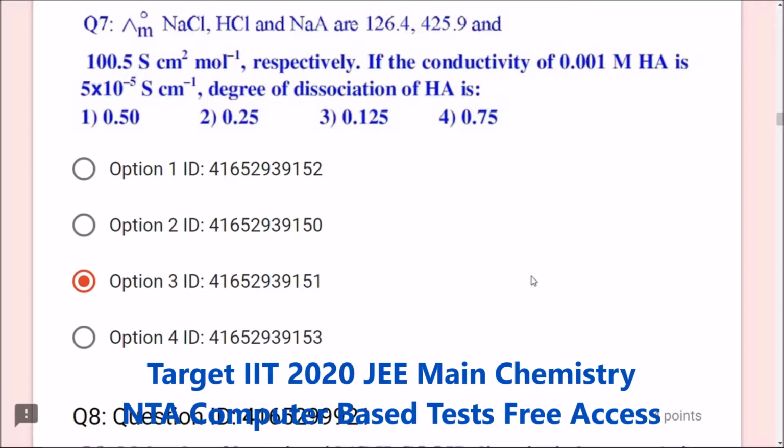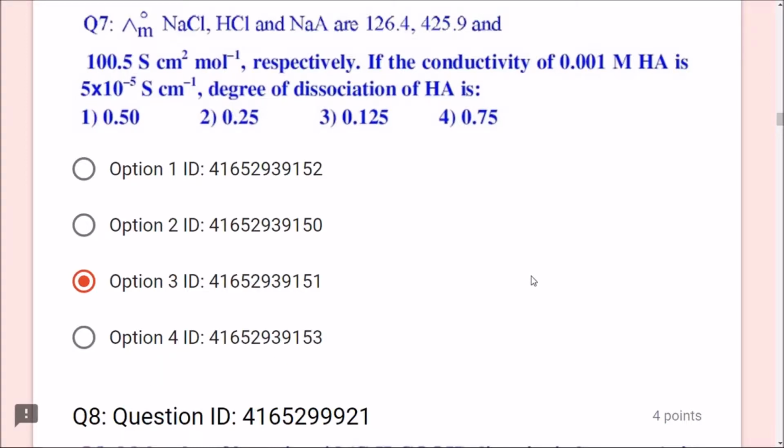centimeter square per mole. Yes, substituting these values in 1000 κ by m, that is 1000 into 5 into 10 to the power of minus 5 by 10 to the power of minus 3 gives 50 S centimeter square per mole. This 50 divided by 400 gives rise to 0.125. So option number 3 is the correct option, friends.